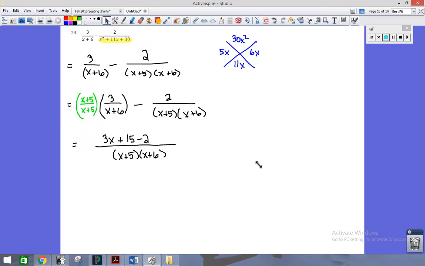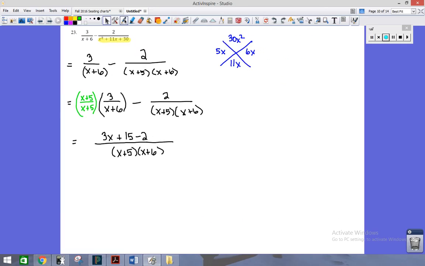So if you recognize that one denominator is just missing a factor of the other denominator, and you multiply by 1, it makes these problems so much faster and easier. I'm not even going to bother multiplying these two denominators together. I'm just going to leave it as x plus 5 times x plus 6. So there's my answer for number 23.